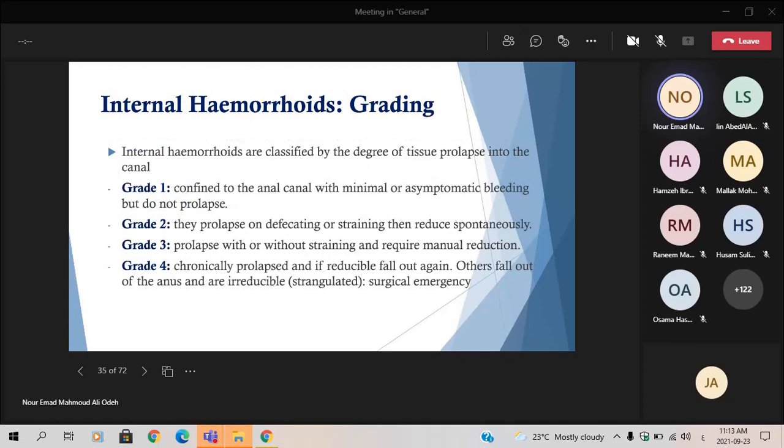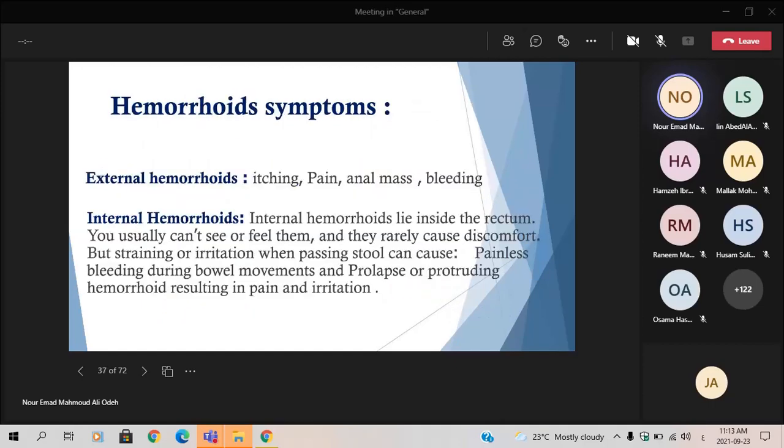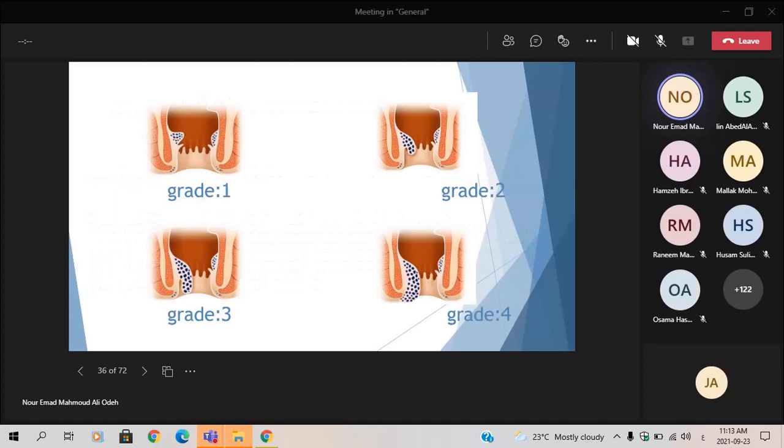Internal hemorrhoid we classify into four categories. First one is no prolapse, only minimal or asymptomatic bleeding. The second grade is prolapse with straining or defecation with spontaneous reduction. While grade 3, there is prolapse with no straining and it needs manual reduction. While grade 4, there is a chronic prolapse. Even if there is a reduction, it will relapse again, and it needs surgical intervention.